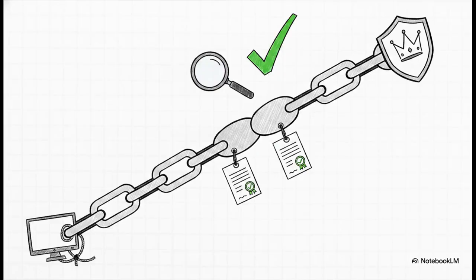Let's move to the next concept and see how this builds. The chain of trust is that hierarchical relationship linking a standard end-user certificate through those intermediate CAs all the way up to that ultimate root CA.